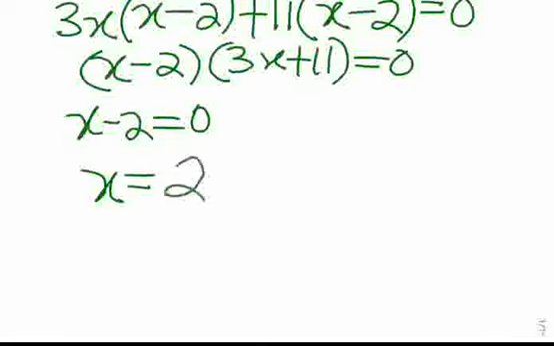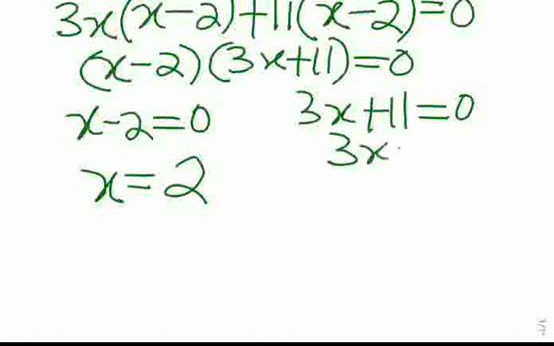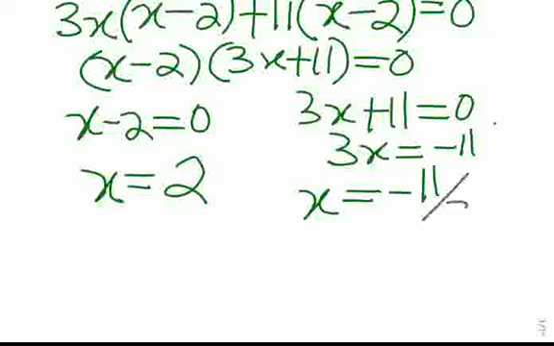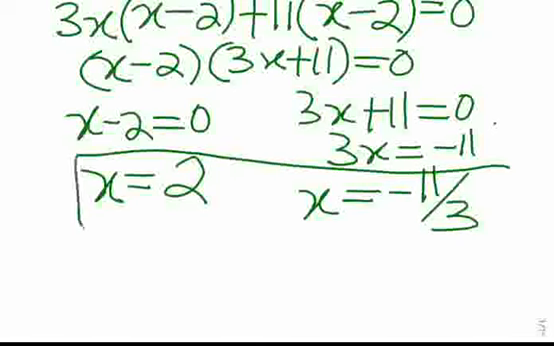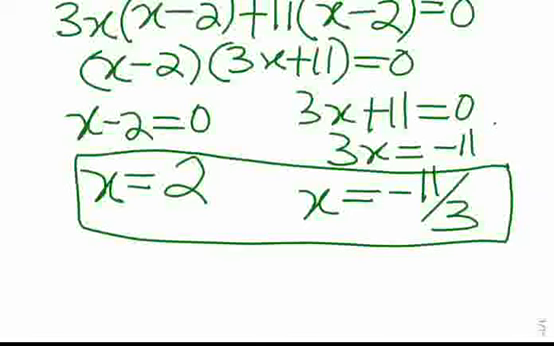and the value for x will be equal to 2. From this other side, 3x plus 11 is equal to 0. 3x will be equal to minus 11. We'll divide both sides by 3. We're going to have minus 11 over 3. So the solution to this question is x equals 2 and x equals minus 11 over 3.